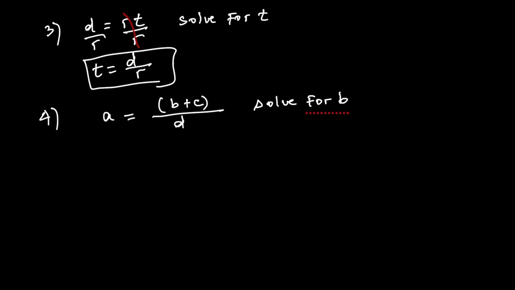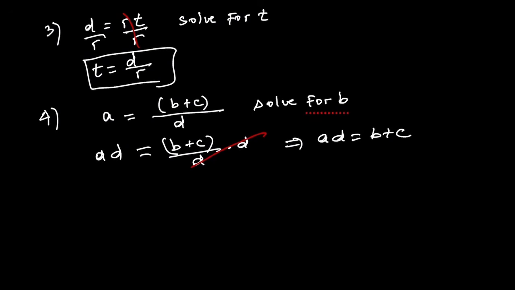Example 4. Now look at this equation. A equals the quantity B plus C divided by D. Solve for B. First, multiply both sides by D. We have A times D equals the quantity B plus C divided by D times D. The D's cancel. Now we have A times D equals B plus C.